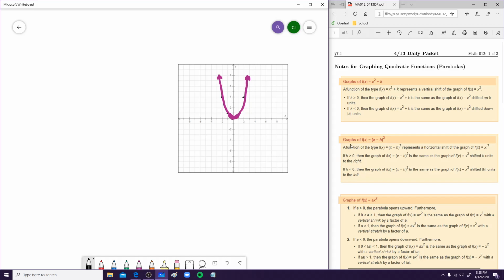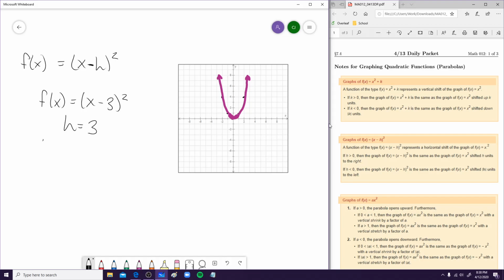So if you look at the h, then yes, you move like so. If h is positive, we're still going to move to the right. If h is negative, we're going to move to the left. What makes it counterintuitive is that it looks like (x minus h) quantity squared. So for example, if I had f of x equal to (x minus 3) quantity squared, h here is 3. But if f of x is equal to (x plus 3) quantity squared, then h is -3.